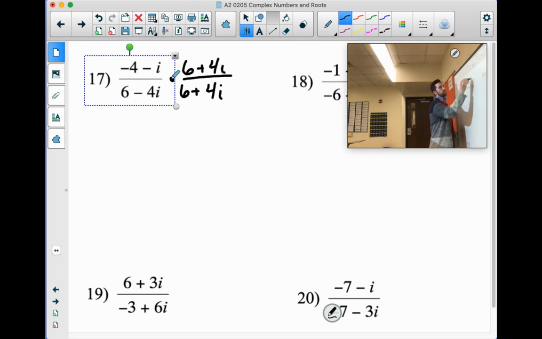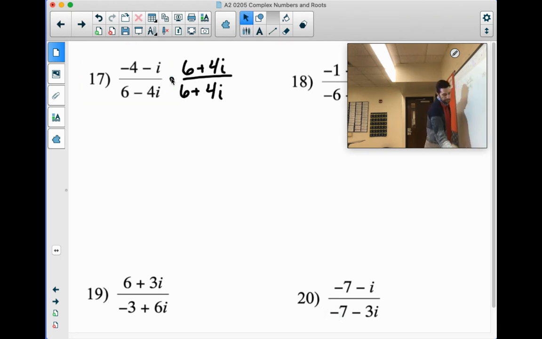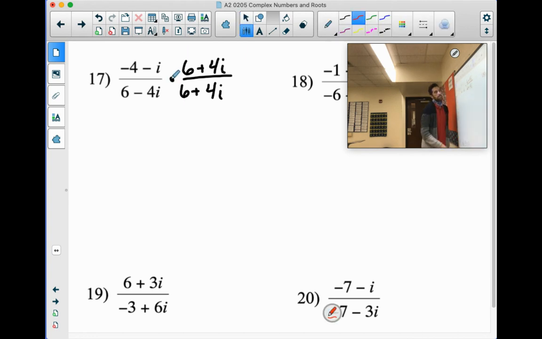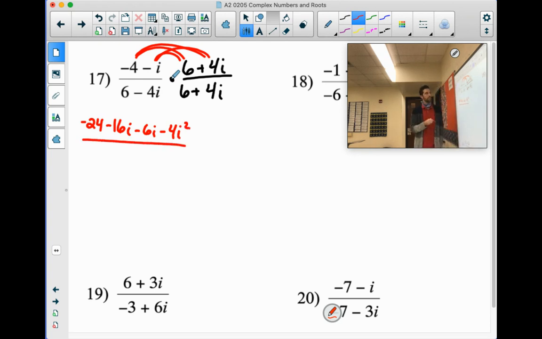6 plus 4i. Now we're going to need some space on this one. Let's do the numerator first. We have to FOIL this out. So negative 4 times 6 is negative 24. Negative 4 times 4i is negative 16i. Negative i times 6 is negative 6i. And negative i times positive 4i would be negative 4i squared. We'll come back to that. Denominator, we have the first term squared, 36, minus the second term squared, 16i squared. Fantastic.